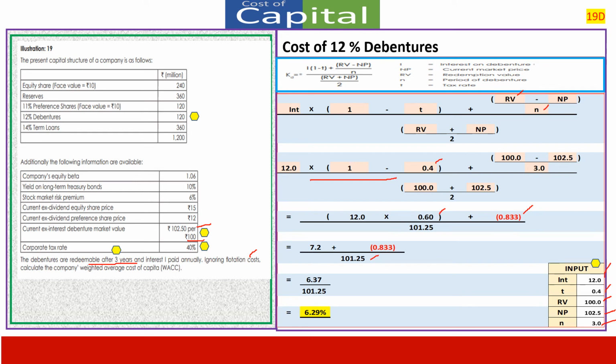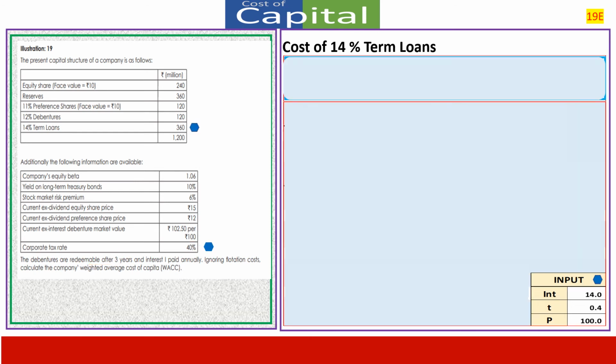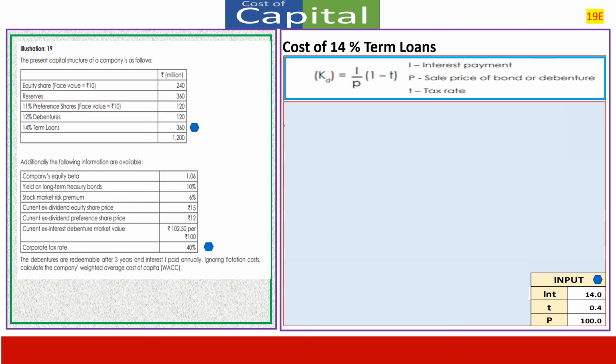Now, three formulae we have used. Now the fourth one, that is term loan. We said it has to be based on interest paid into 1 minus tax divided by sale price. We see here now interest into 1 minus tax divided by NP, sale price.